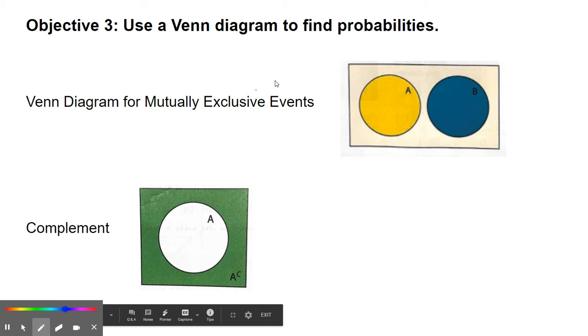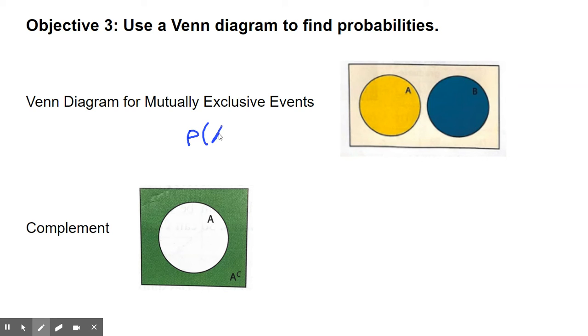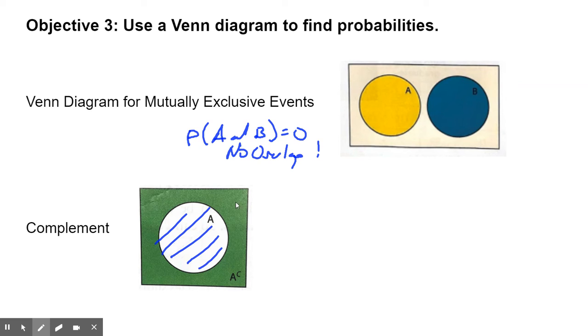Here's a couple special Venn diagrams. Mutually exclusive, remember that means the probability of A and B is 0. That means they don't overlap, no overlap, which is what you see in the picture here. And then the complement. If this circle is A, then you want everything outside the circle within the rectangle. That's the complement. That's the A not happening. So remember, A complement is the not A part.